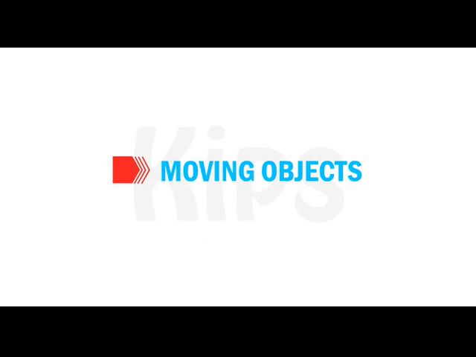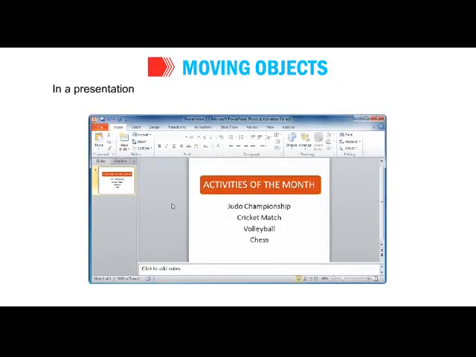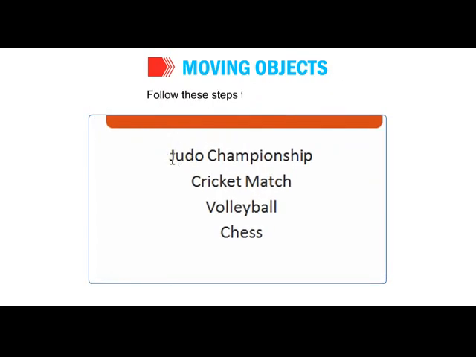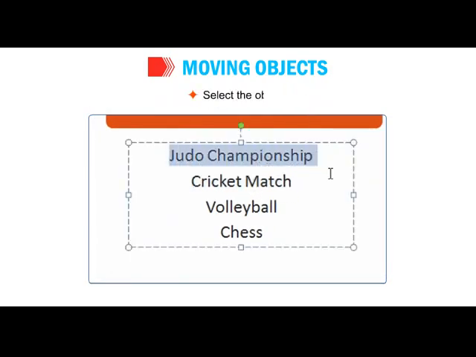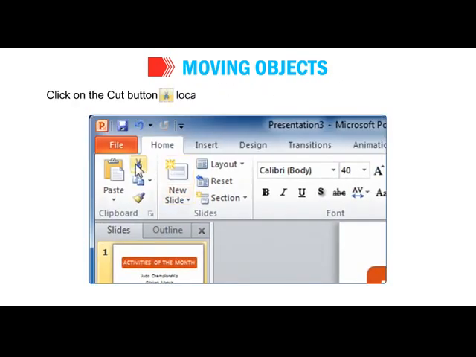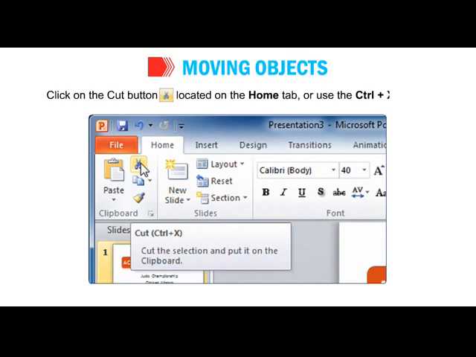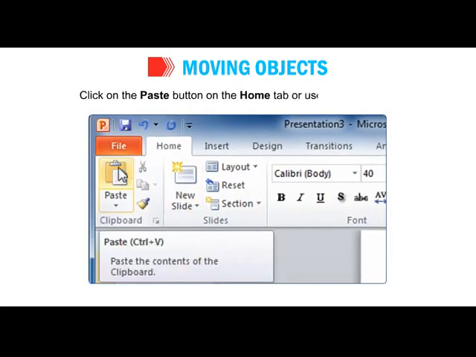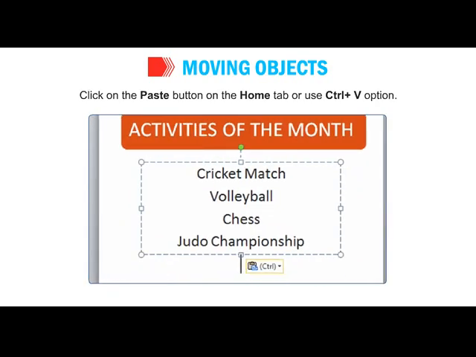Okay, now let us talk about moving objects. In a presentation, you can move the objects from one place to another either on the same slide or between the different slides. Follow these steps to move an object. Select the object. Click on the Cut button located on the Home tab or use the Ctrl+X option. The object disappears from the slide and is placed on the clipboard. Place the cursor after the last point on the same slide. Click on the Paste button on the Home tab or use Ctrl+V option. The selected object will appear at the cursor position.